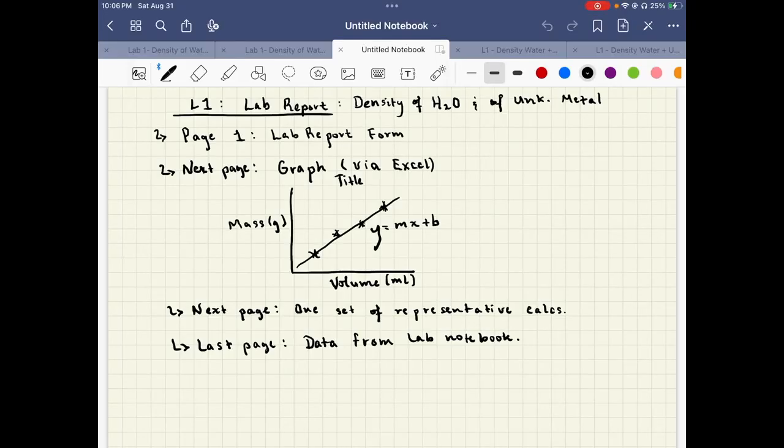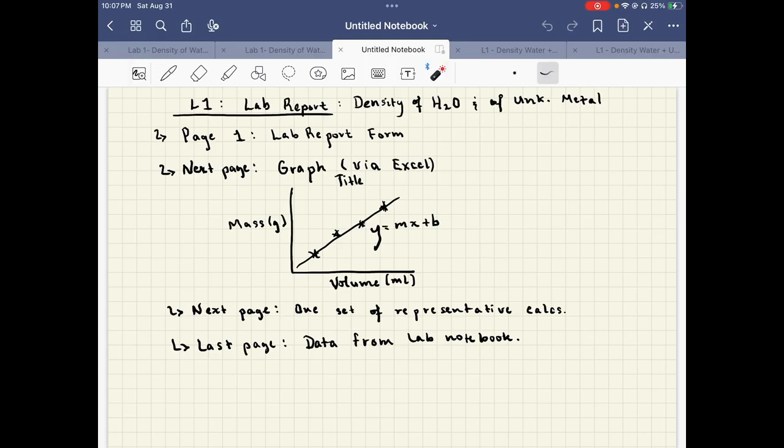All right, so let's talk about the Lab 1 report, which is for the density of water and the density of an unknown metal. For page 1, I would like the lab report form that can be found in Canvas under the Files tab. The second thing that I would like, for the next page, is a graph. Most students will use Excel, but as long as it's computer generated, that's fine.